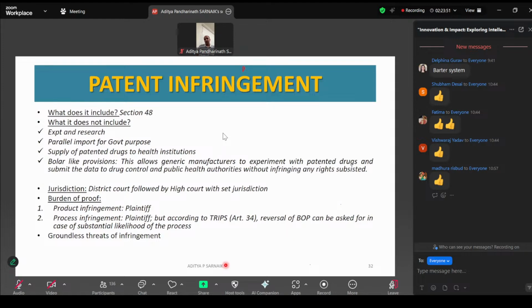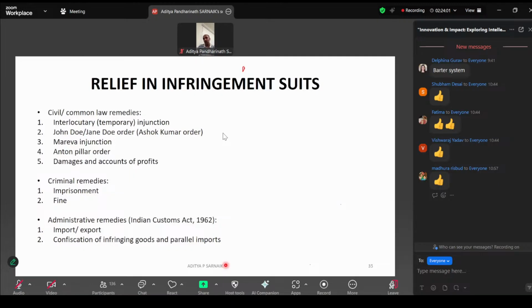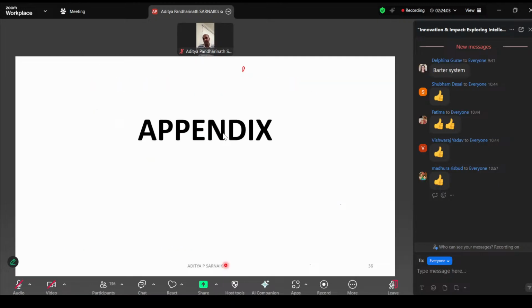I also spoke about Section 48. I spoke about the de minimis principle with you. And again, it goes by the same civil and criminal remedies. Yeah, so I think that's it. It is too much to have these things in one lecture. So yeah, I'm done over here. If you have any questions, please feel free to ask.